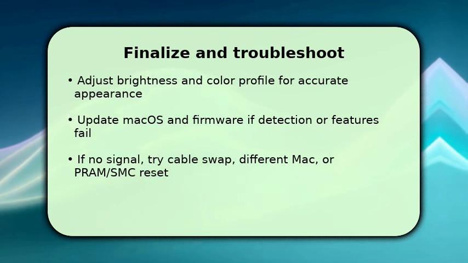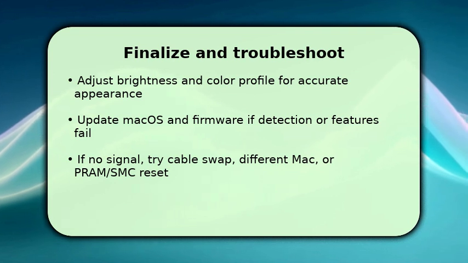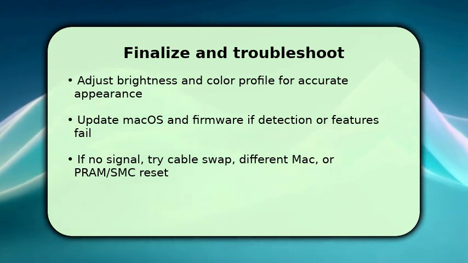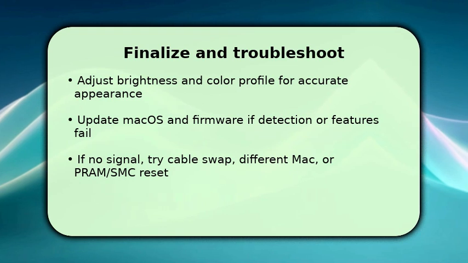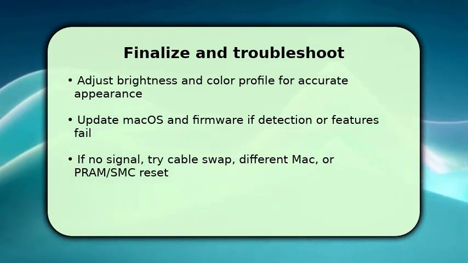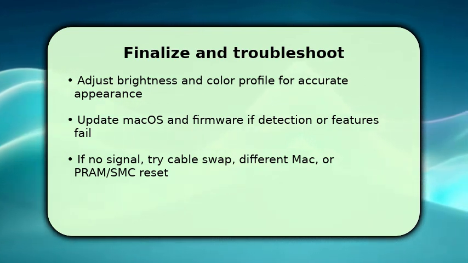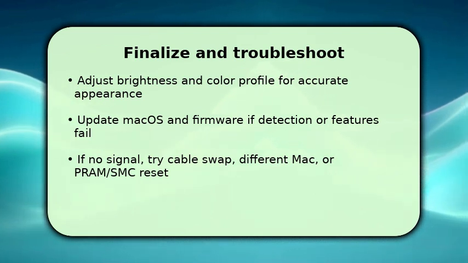Once configured, check for macOS updates and any firmware updates for the display because updates can fix detection or performance issues. If the display isn't showing a signal, swap the Thunderbolt cable and try another Mac or port. And if that fails, reset PRAM/NVRAM or the SMC on your Mac. These steps clear low-level settings that often resolve handshake problems.